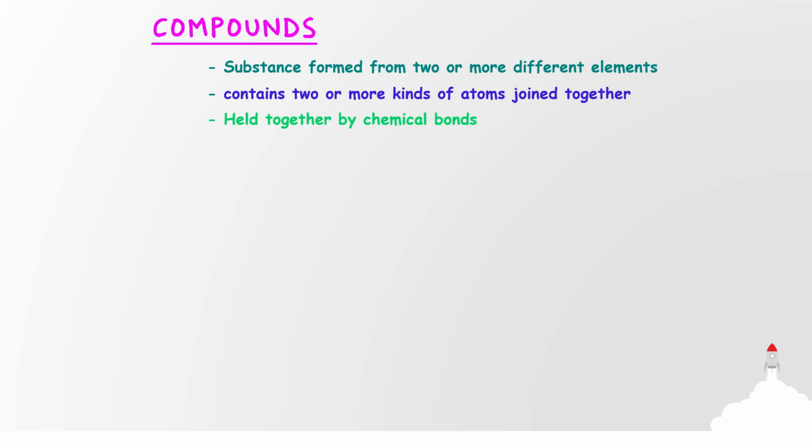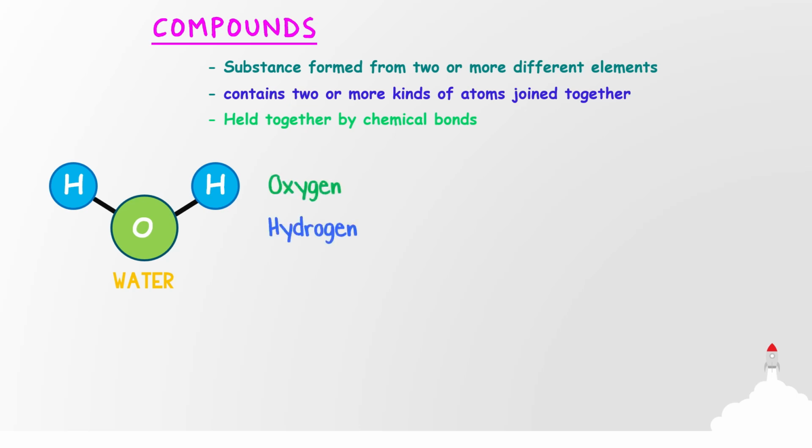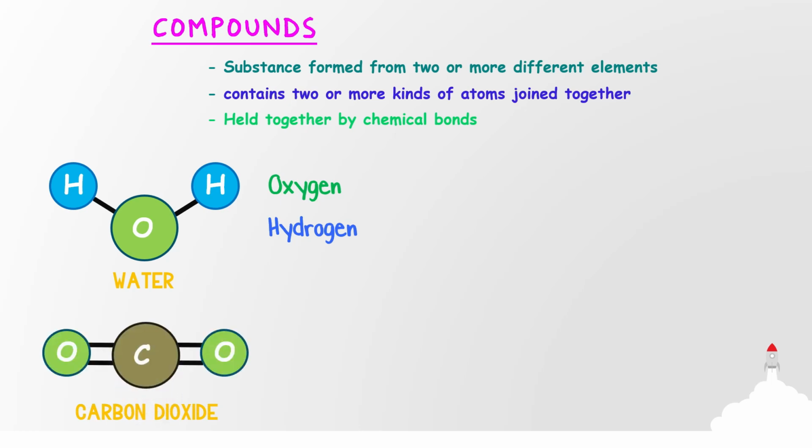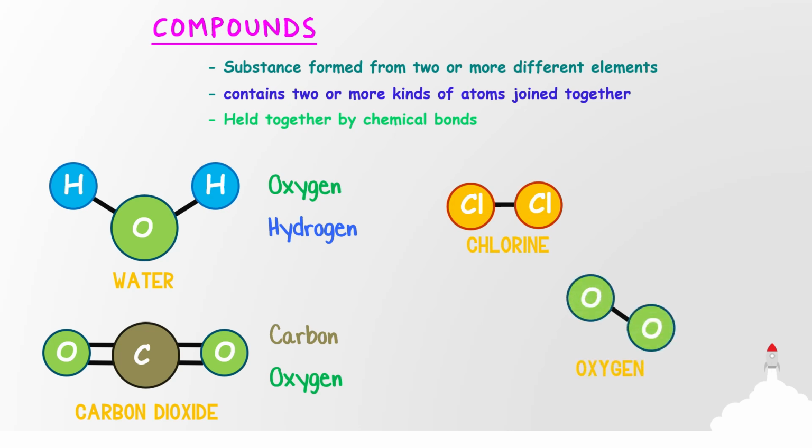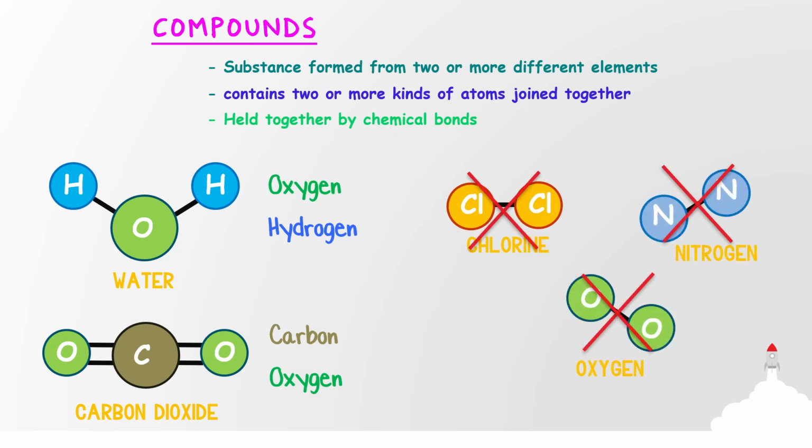Here we have as an example of a compound water, which contains 1 atom of the element oxygen and 2 atoms of the element hydrogen. So this compound contains 2 elements, oxygen and hydrogen. Carbon dioxide contains the elements of carbon and oxygen. So this is another example of a compound. The molecules of chlorine, oxygen and nitrogen are not compounds, as they are made up of atoms of a single element.